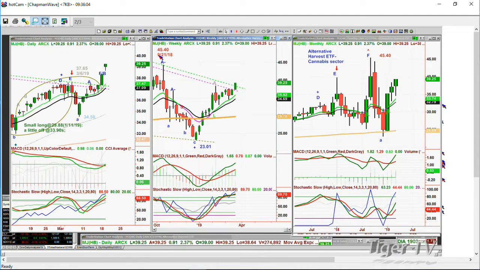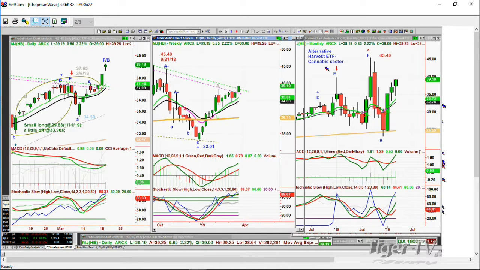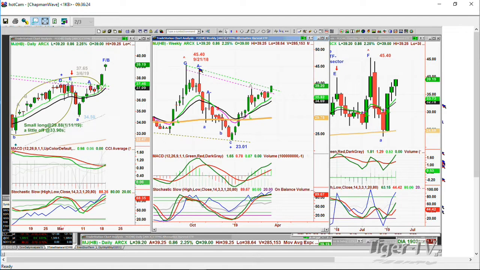So there were questions I had about the MJ, which is the alternate harvest cannabis sector. Nice move up today. Look at this, 39.25, very strong. Just for disclosure, we are long for my subscribers to my opening call. We've been long since the 29s. It's at 39 right now. I like this. Look, and this is the techniques repeat over and over. Look at this technique. See the trend line I took from the outer bars, the wicks, the high.